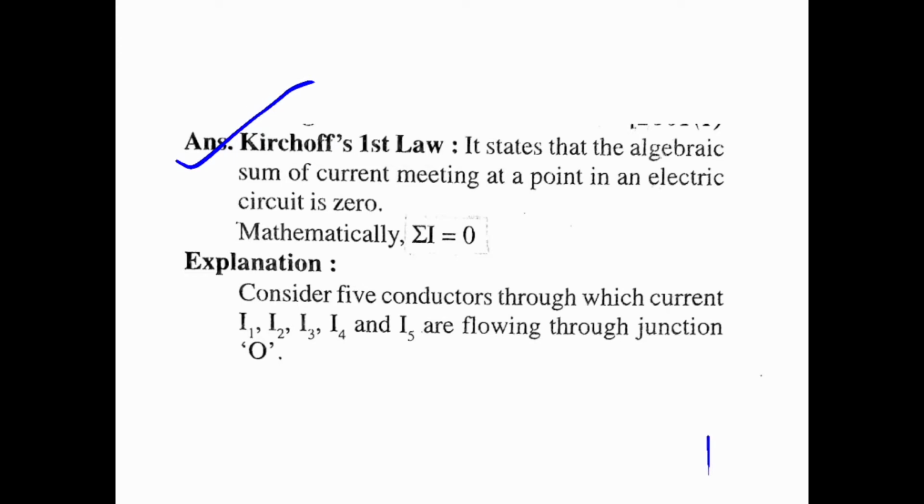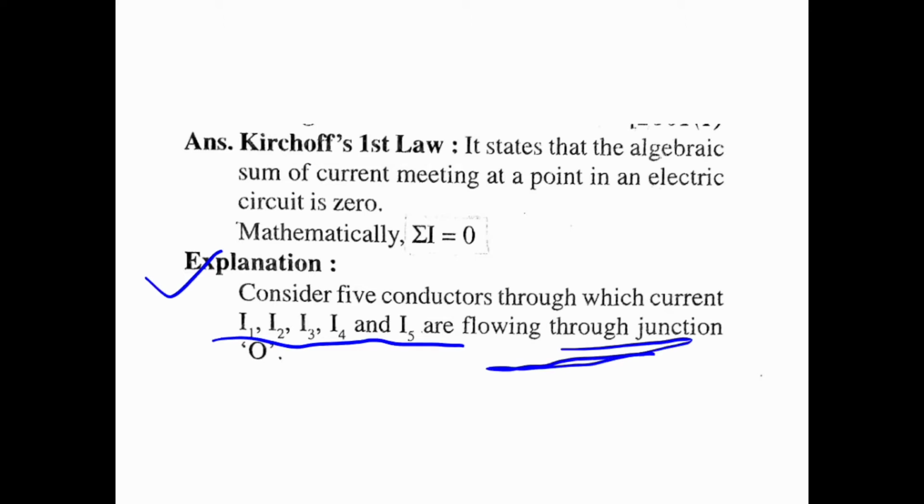So what is the explanation? That means the summation of I, that is current, is equal to 0. Can you understand it? Next, the explanation. What is the explanation of Kirchhoff's law? We have to consider 5 currents, that is I1, I2, I3, I4 and I5. These are the 5 conductors through which these currents are flowing, through junction point O. There is a junction point O, that means a meeting point.